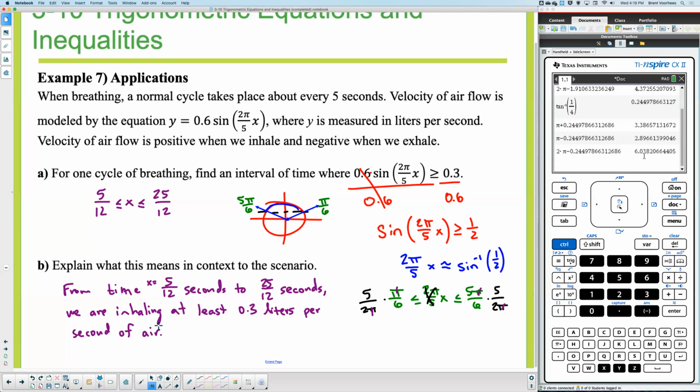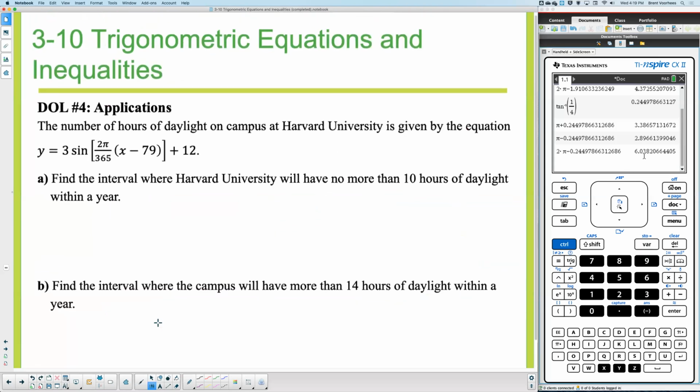So now that you've seen me try and apply this, I'll let you do your DOL. DOL number 4.